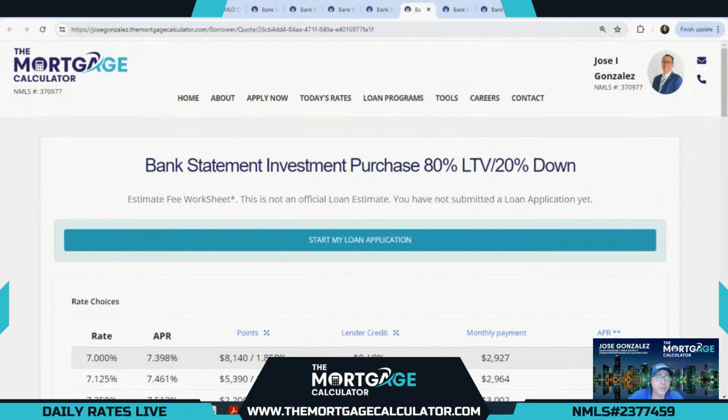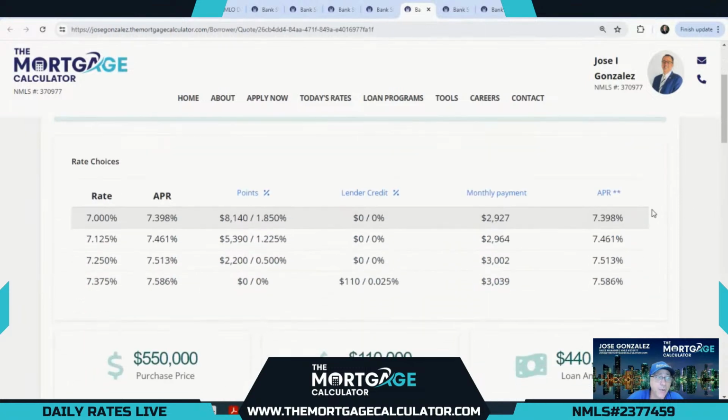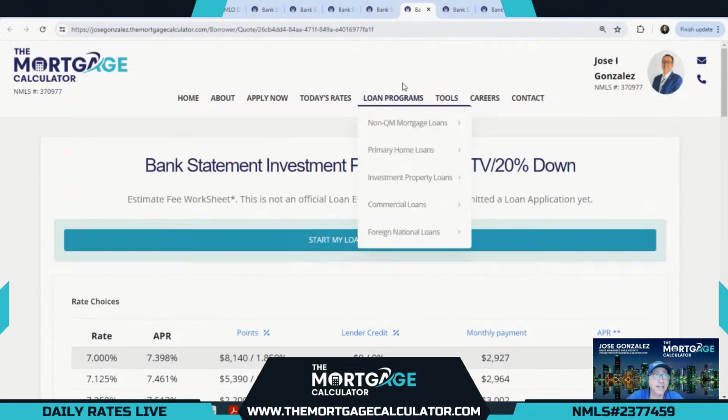And now our investment purchase with the more standard 20% down, you see that rate drops precipitously. Now we have 7.375 with a lender credit, and you can buy that down to 7%. Pretty amazing.